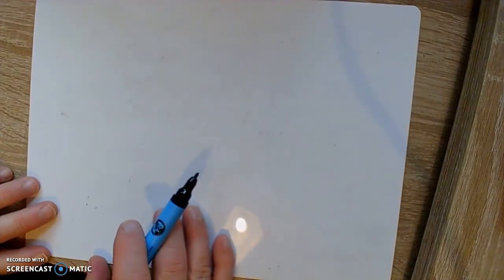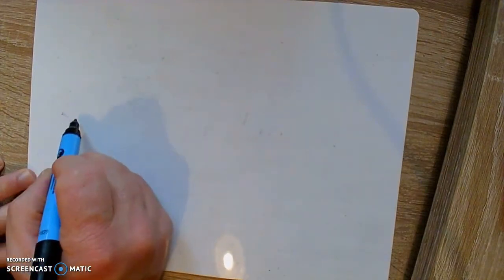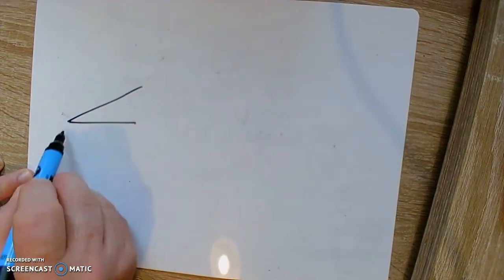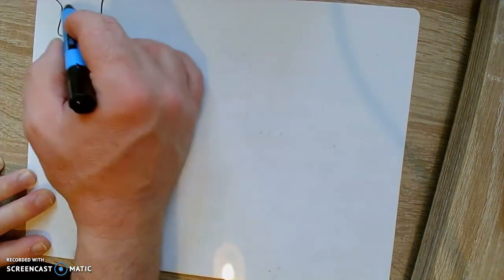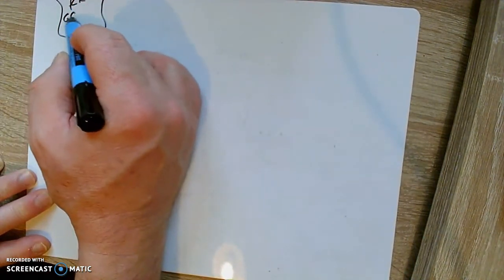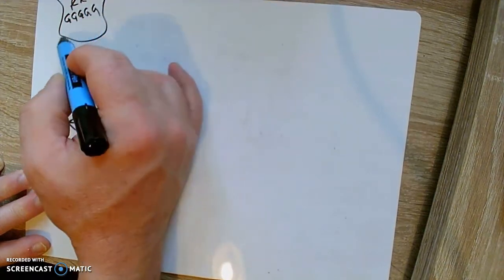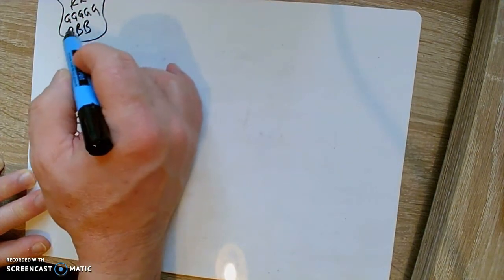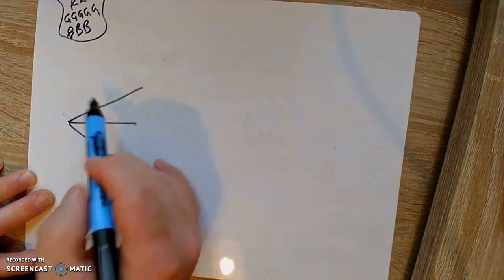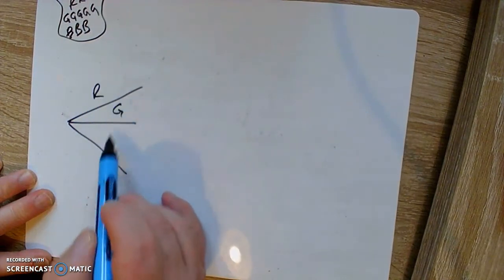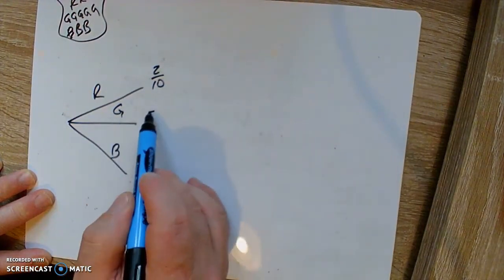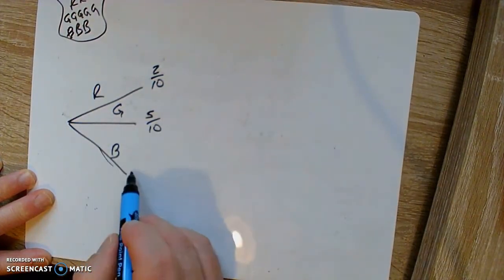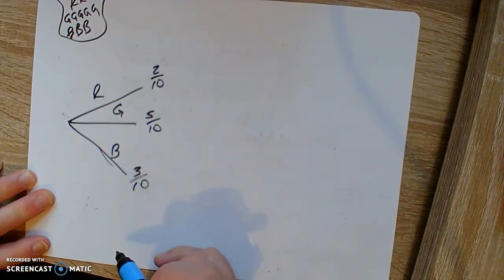Okay. I'm going to do the same again, but this time we're going to not replace. So we've got 3, and I'm going to leave the numbers the same so you can see exactly the difference if it's replaced and if it's not replaced. So red, green and blue. The red one is still 2 out of 10. The green one is still 5 out of 10. The blue one is 3 out of 10.